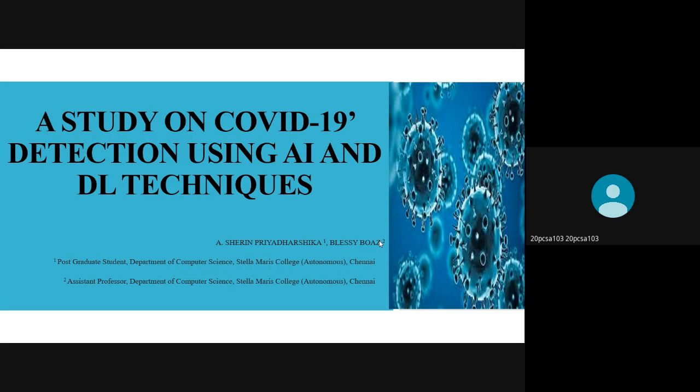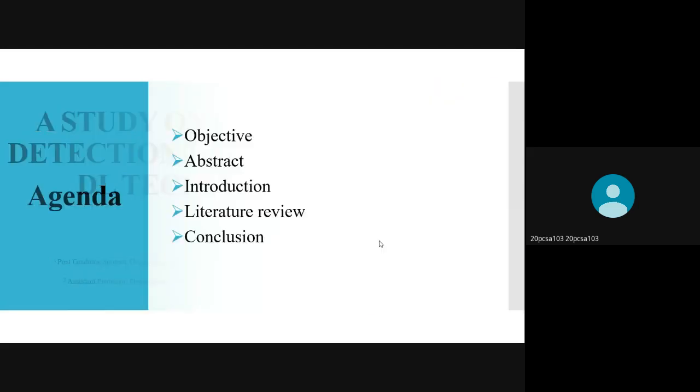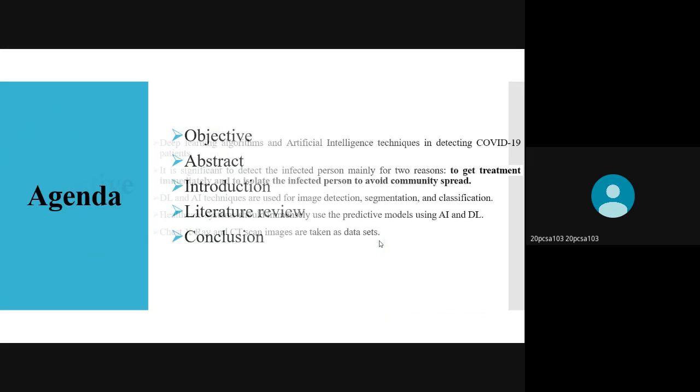My topic is a study on COVID-19 detection using AI and DL techniques, and it's important to treat, detect and reduce the transmission of this virus. So various AI and DL techniques have been developed in order to detect the infected person within a short span of time. So this is the agenda of today's topic, objective.